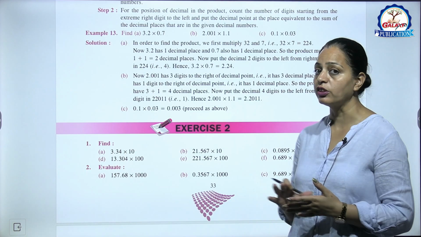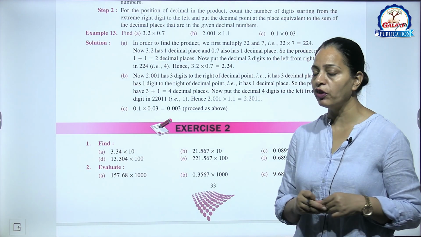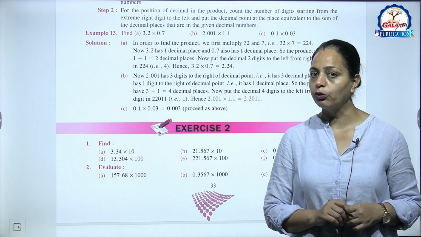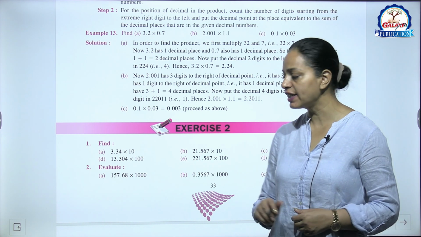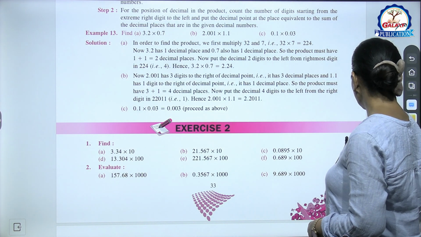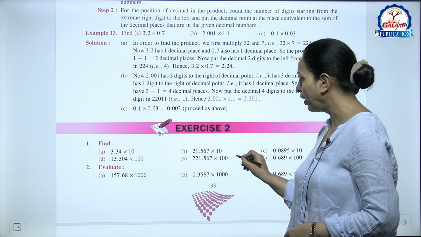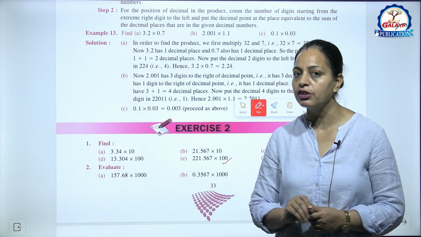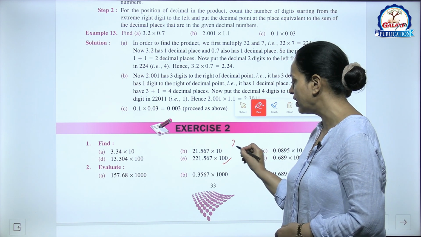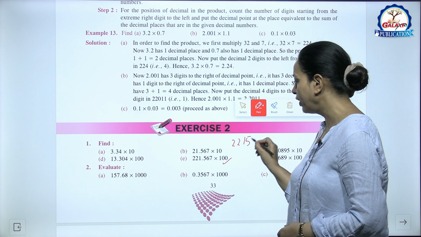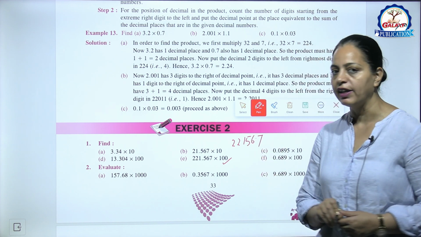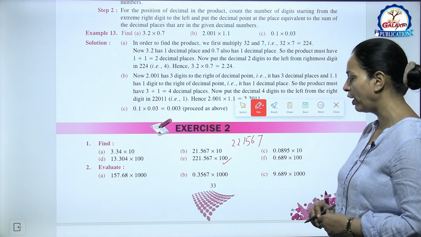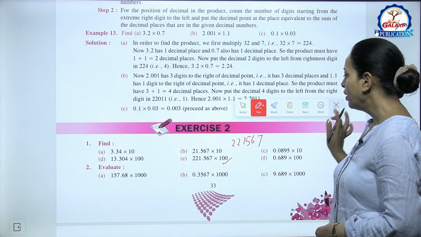Now exercise 2, based on such type of example, see question number 1, find like E part 221.567 into 100. So what to do, we are multiplying by 100, so we have to shift decimal towards right after 2 digits. It means answer is 22,156.7, right? Similarly, you can try remaining parts.